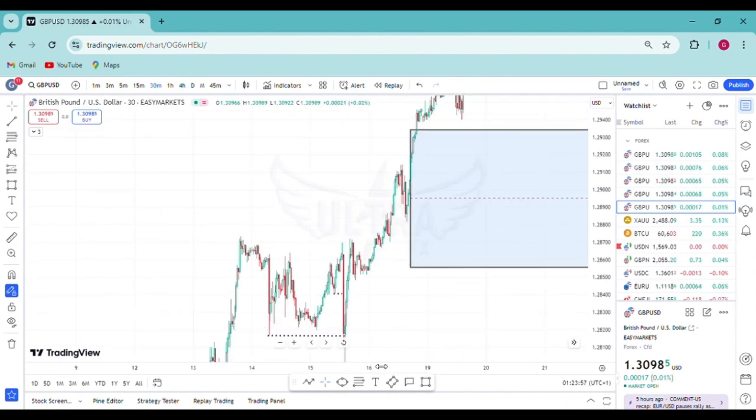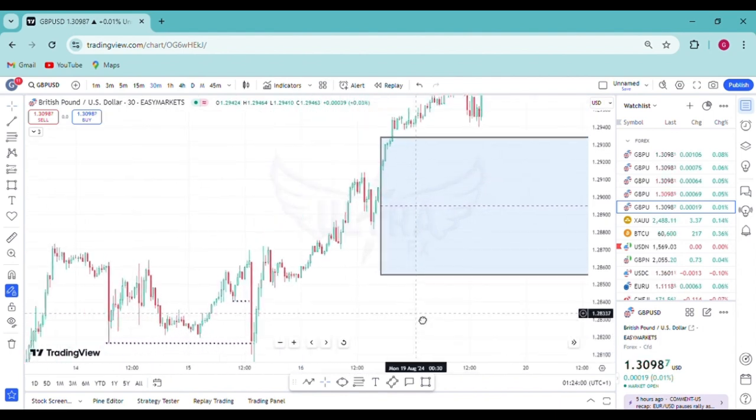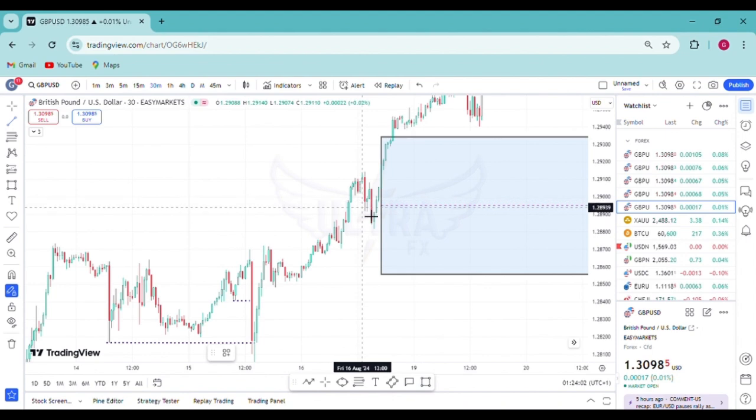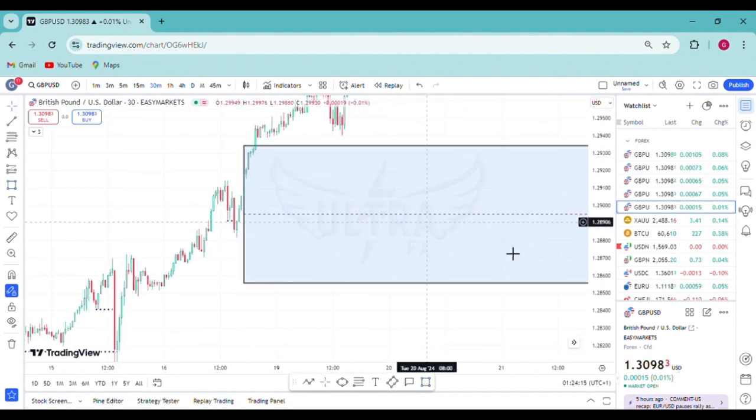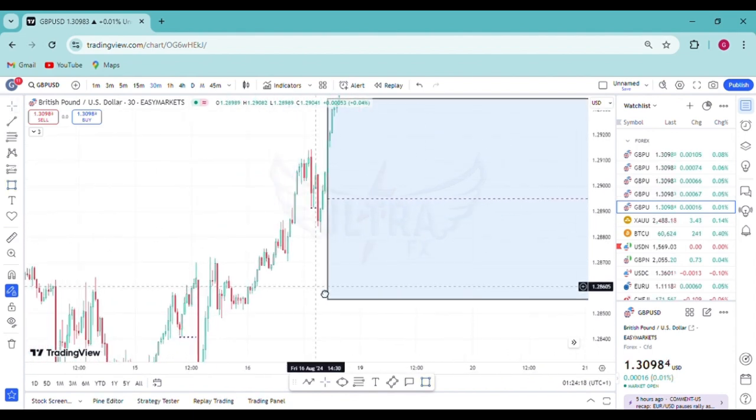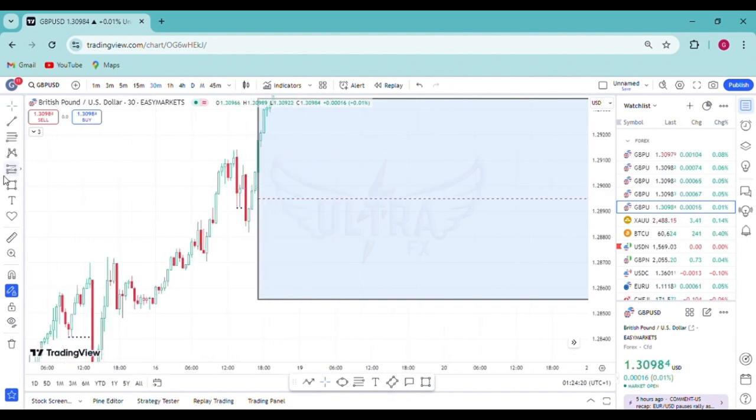Let's see more. All right, so this is liquidity here. You can see this liquidity was taken out, and we have what? Our breaker. This is a breaker on a lower time frame. We have three things actually. We have our liquidity, we have a breaker, and we have a fair value gap here. And market rallies down, taps into it, and goes up.